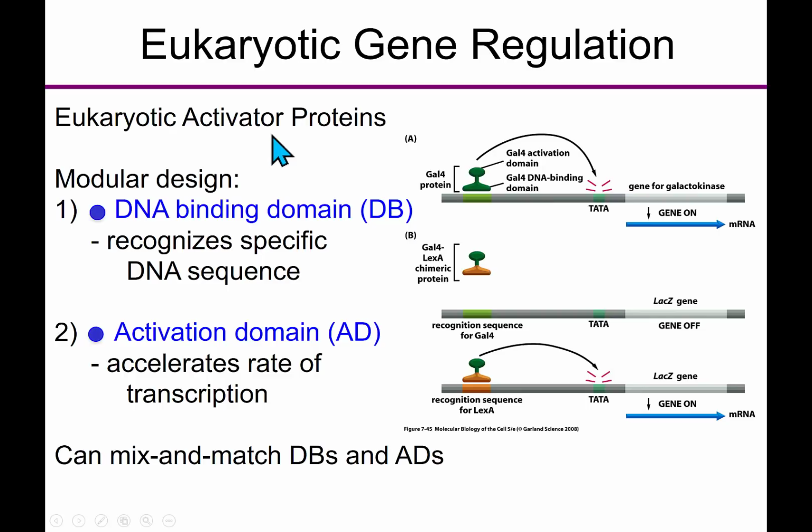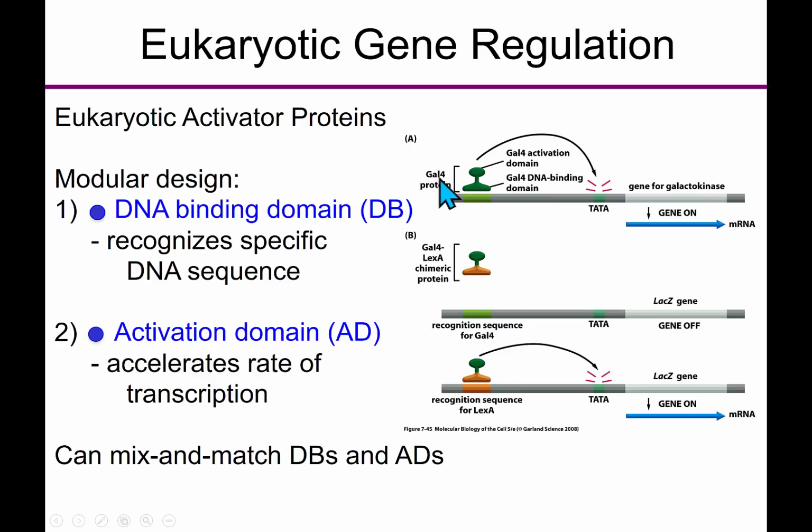Our activator proteins definitely have a modular design in that they typically have 2 different domains, 2 different sections. They're going to have a DNA binding domain and an activation domain. So their specific DNA binding domain is going to help them recognize a specific DNA sequence, and your different activator proteins will recognize different DNA sequences, so they'll have different DNA binding domains. And then they'll also have this activation domain, which they use to accelerate the rate of transcription, to increase the frequency of transcription.